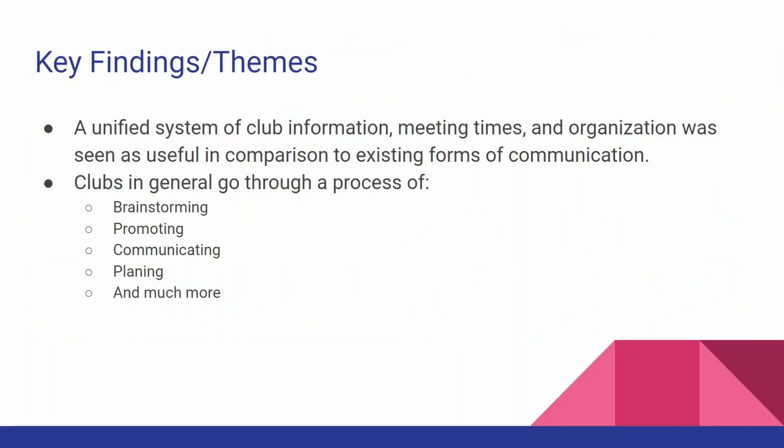So overall, some key findings we found were that a unified system of club information, meeting times, and organization was seen as really useful in comparison to existing forms of communication and organization. Currently there are many different platforms that people use. And we also saw generally the theme that clubs go through when making an event is the process of first brainstorming, then promoting their event, communication as to details and updates and changes, planning events, and much more.